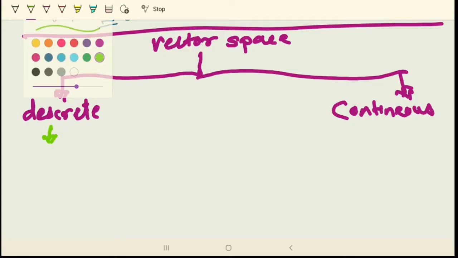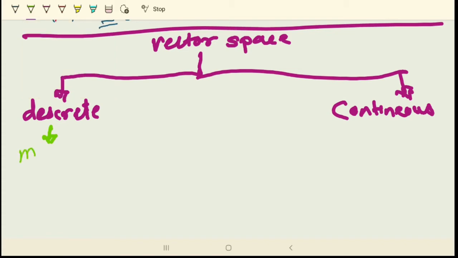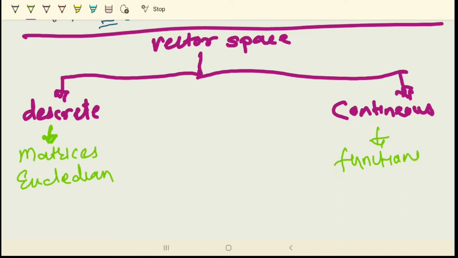What is an example of a discrete basis vector space? The example of a discrete basis vector space is matrices, Euclidean vectors. What is an example of a continuous basis space? Functions. Function is a vector space.